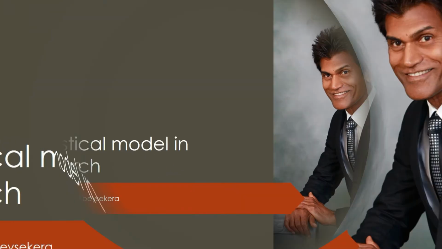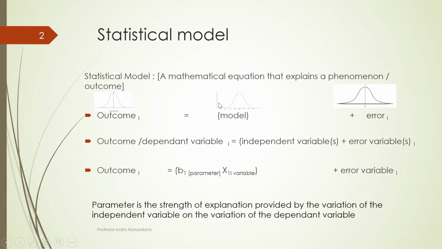Statistical model in research. When we talk about a statistical model, we are in fact talking about a mathematical equation that explains a phenomenon or outcome. So there's an outcome that we try to explain from a model, but the model can't explain everything. So there's an unexplained portion. That unexplained portion is called an error.